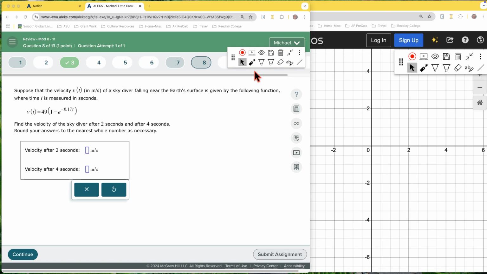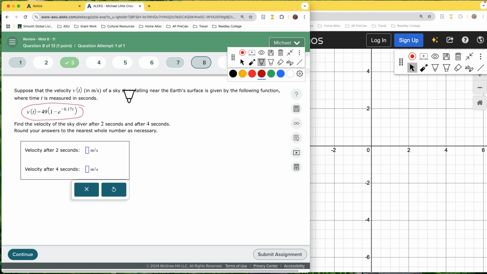Okay, this topic is evaluating an exponential function with base e, the natural number, that models a real world situation. Let's see that three times slowly. Okay, so first of all, we look at this. We're given a function.